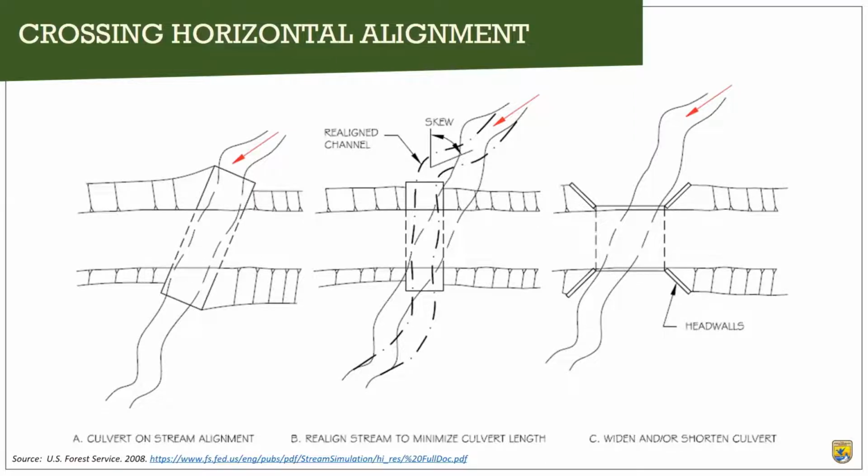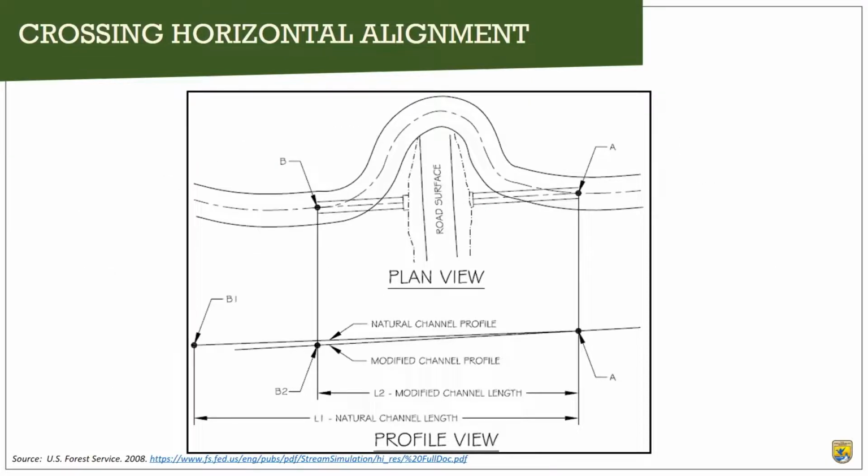Looking at the horizontal alignment here, if we've got a situation where the channel is crossing the road at an angle, it's best to either skew the culvert or do some kind of situation here where we've got head walls and let the skew of the channel continue. Realigning the channel, while possible, you're getting into creating a really tight curve here, which may cause erosion issues at the upstream side of your culvert. And it's just a curve that Mother Nature doesn't like because it's too tight.